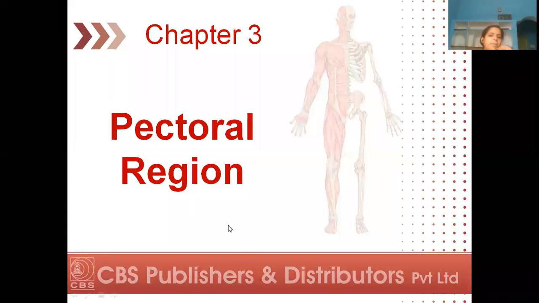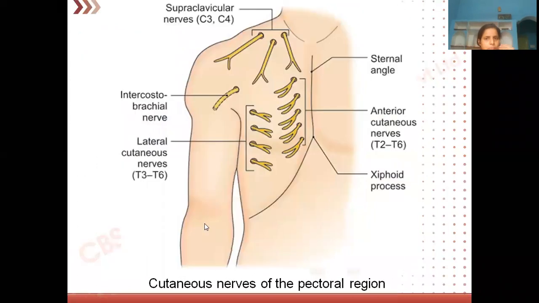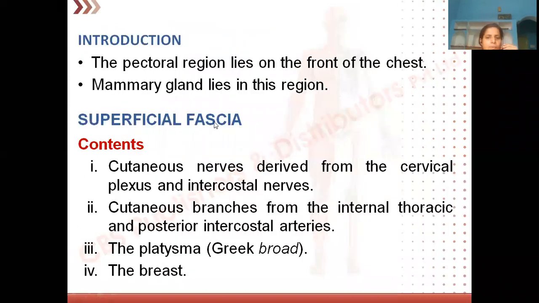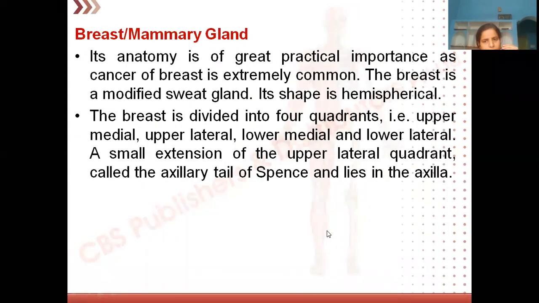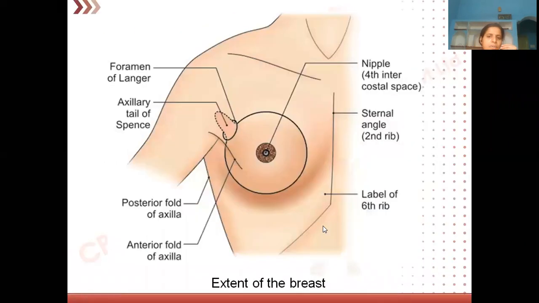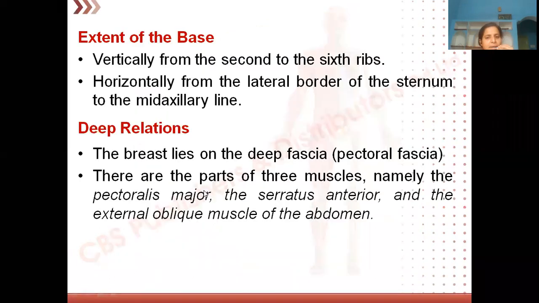So we will start with pectoral region, beta. Before I take you to pectoral region, I'll show you. See, this is mammary gland. You can see the quadrants, and you can see in the superolateral quadrant there is an extension, isn't it? That is the axillary tail of Spence, and the opening is the foramen of Langer.